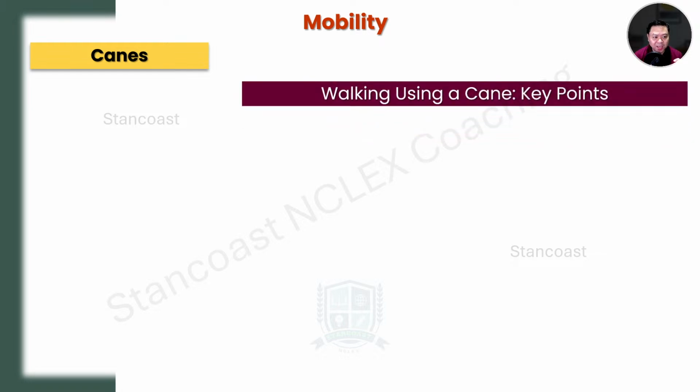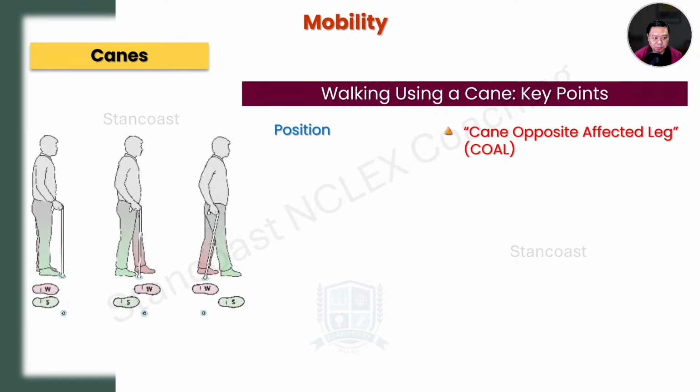So here we have, especially when you are going to allow them to position in a standing position, remember this mnemonic: cane opposite affected leg. Use this mnemonic. So the cane should always be held on the opposite side of the weaker leg. That's the positioning here.